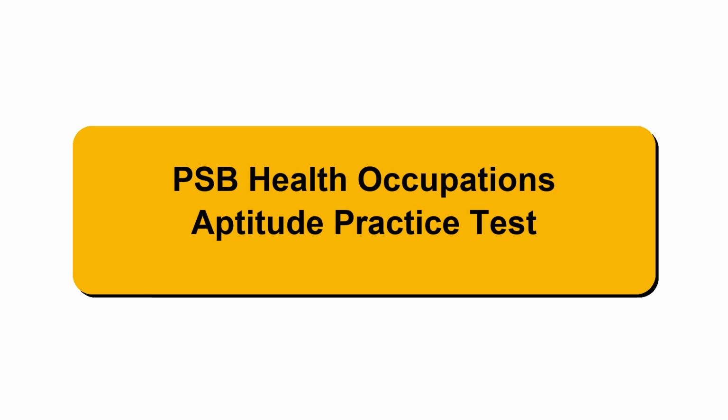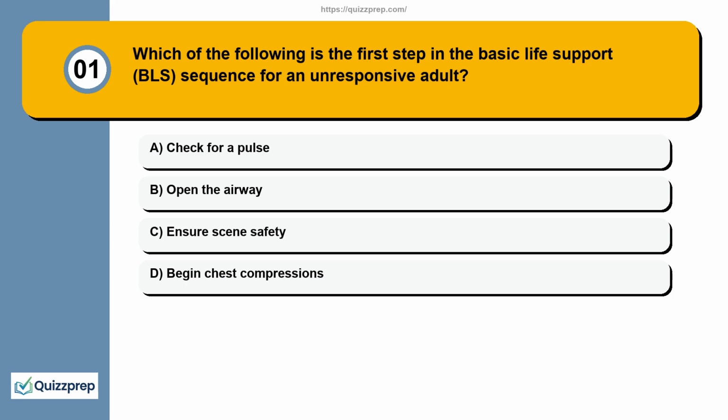Let's begin. Question 1. Which of the following is the first step in the basic life support (BLS) sequence for an unresponsive adult? Here are your options. Option A. Check for a pulse. Option B. Open the airway. Option C. Ensure scene safety. Option D. Begin chest compressions.